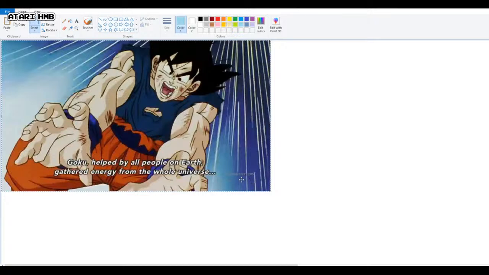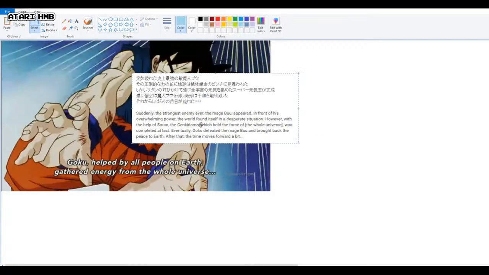But let's see here. Just real quick, I just want to mention this. Share this with your friends if they have doubts. Stop saying Goku got energy from the planet Earth. It's confirmed in Dragon Ball Kai, and it's confirmed in Dragon Ball Super, the manga, the anime, and the movie, that Goku got energy from the entire universe. It even says, however, it held the force of the whole universe.